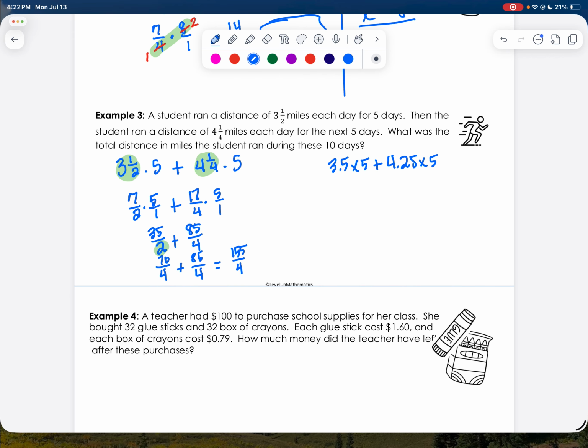155 divided by 4. Now I'm going to turn that into a mixed number. So 4 goes into 155. So 3 times. 4 goes into 15 3 times. Subtract and bring down. 4 goes into 35 8 times with a remainder of 3. So that would be 38 3/4 miles.